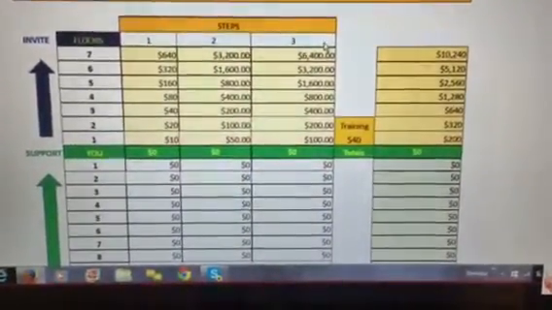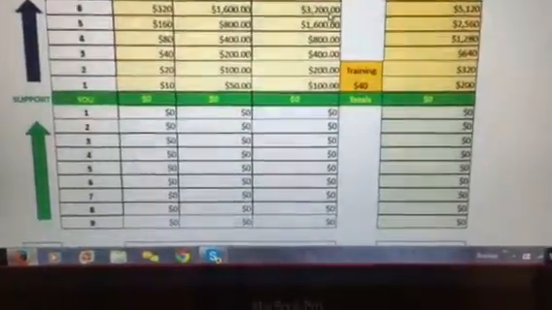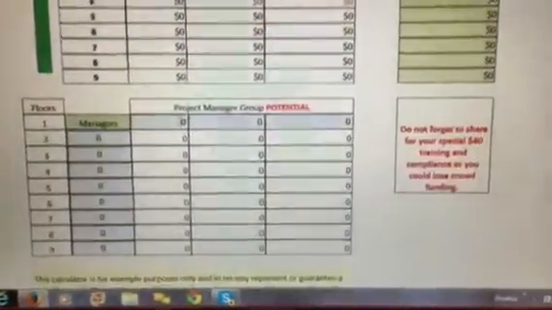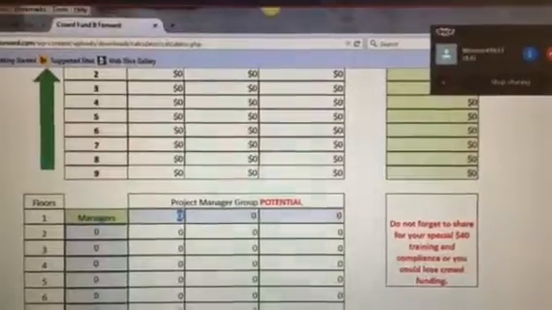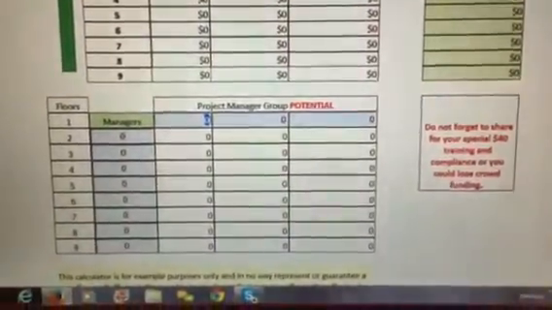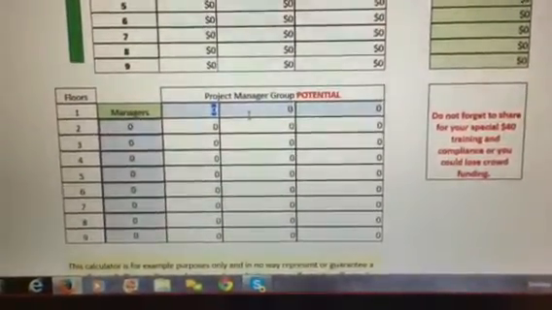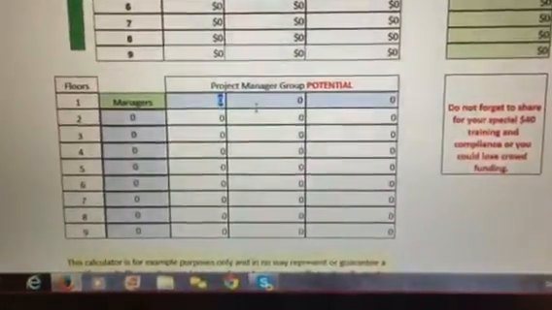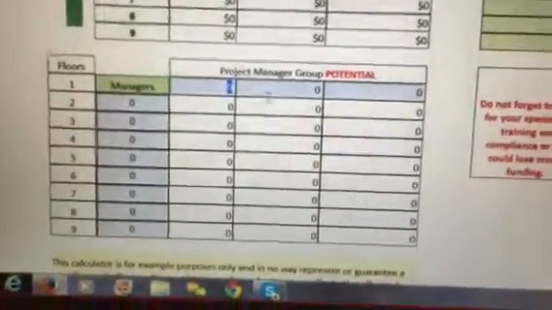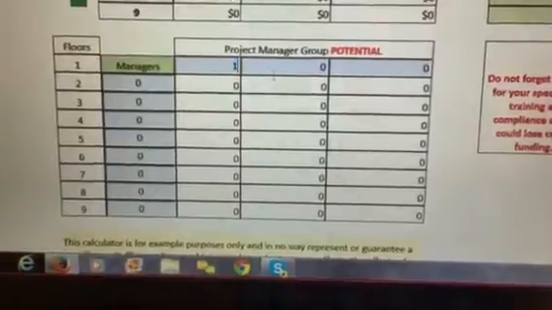Now, when you want to mess with the calculator, go down a little lower and you put in how many people you think you'd bring in. So let's just use you as an example. Winston, how many people do you think you'd recruit for this probably over the next 6 months, personally? I think at least 10. Okay, so I'm going to put 10 at the top.